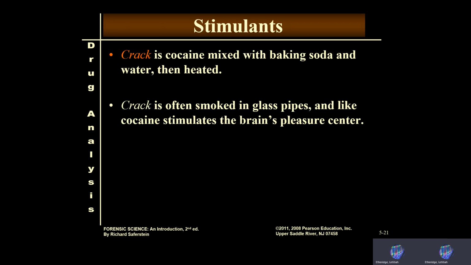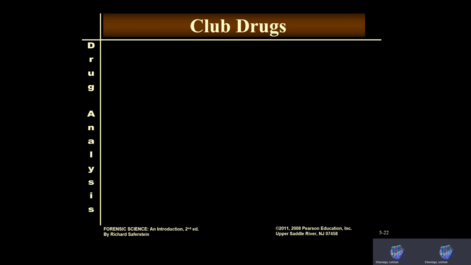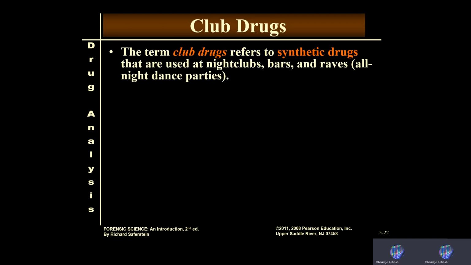Okay, let's get into the bigger category, and that's going to be club drugs. There are a few drugs that fit into this category. Unfortunately, most of them are synthetic, which means that they are made in hidden labs, and they're usually cut with all sorts of nasty things. But typically they're called club drugs because they're used at nightclubs, bars, and raves. I figure most of you know what raves are, but I figured I'd put that in there, that they're all-night dance parties.